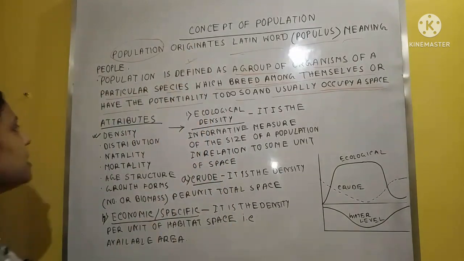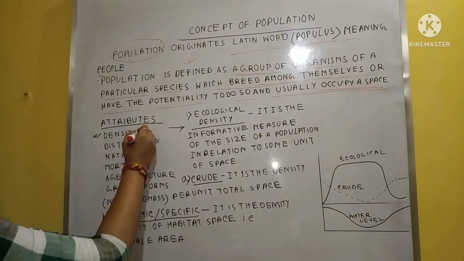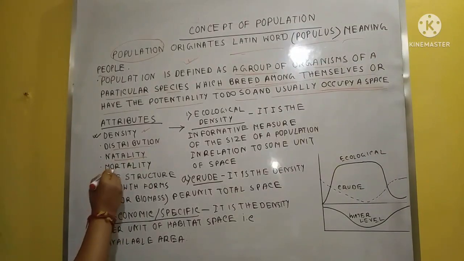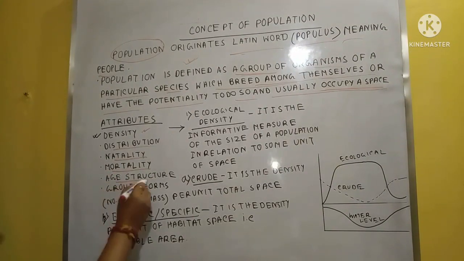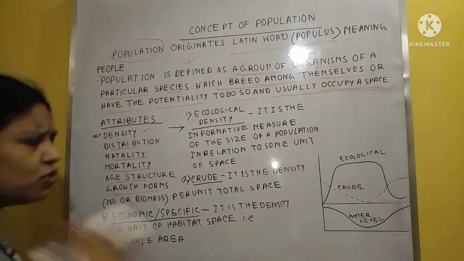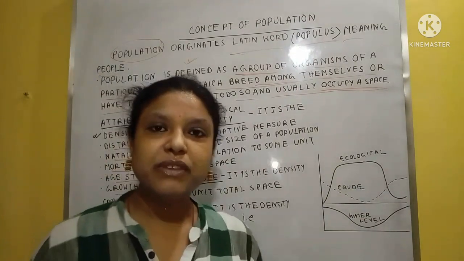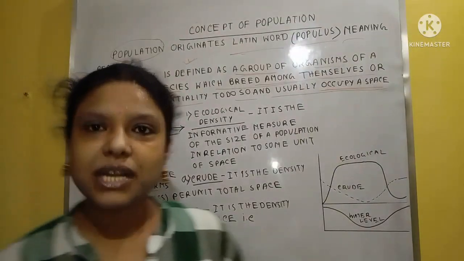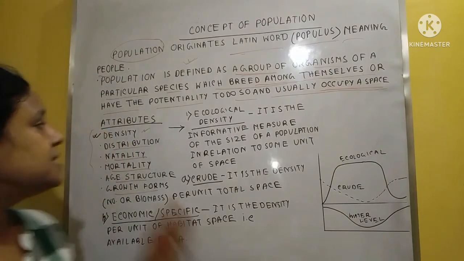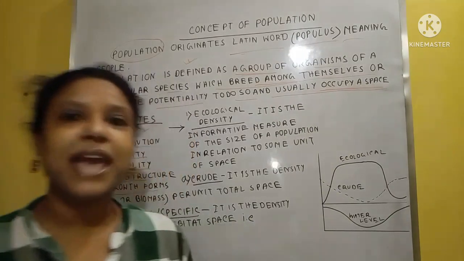So what are the attributes related to the population? The first one is density, second is distribution, third is natality, fourth is mortality, fifth is age structure, growth forms, etc. So these are all the attributes. Before understanding a population, we have to understand these attributes. These are very important because they are related to the population and have an impact on it. First, we have to know them.